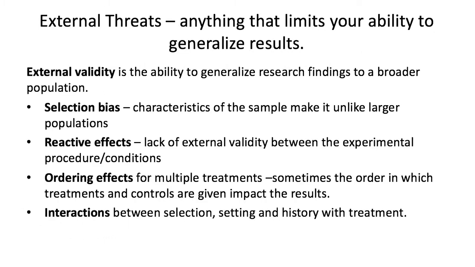If we think about external threats to validity, again, this is anything that limits your ability to generalize results. I'm really talking about a lot of things that randomization and counterbalancing take care of. So when I think of selection bias, right, people who self-select are going to be different. If I accidentally draw people in an intentional way and put them into different groups, it's probably going to limit who I can generalize things to.